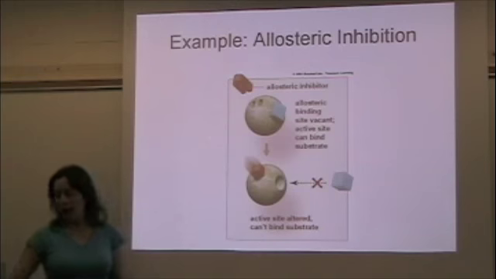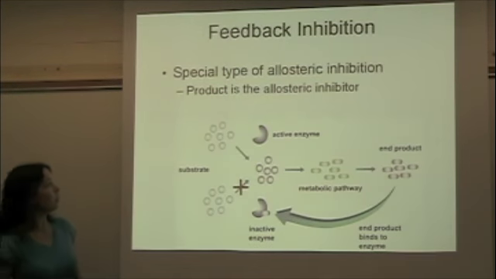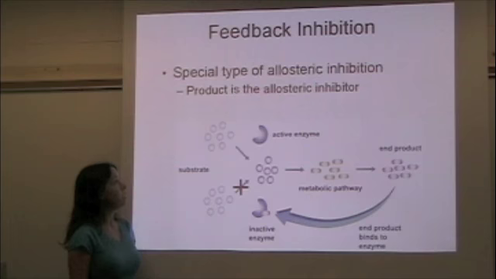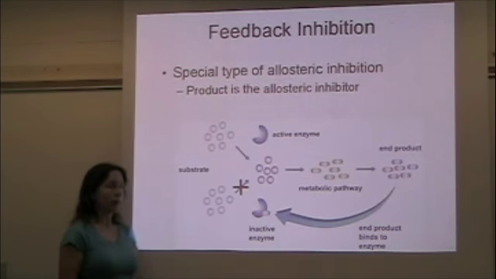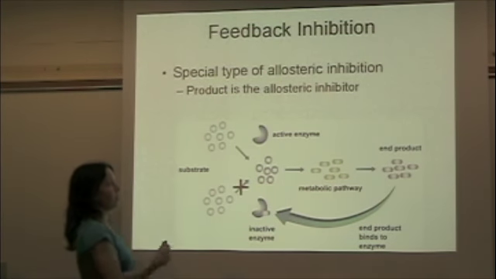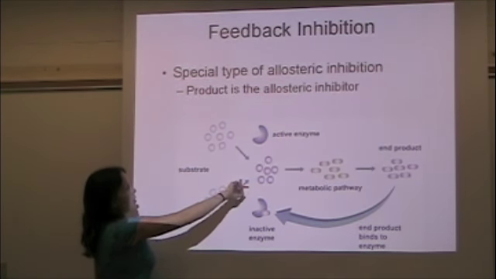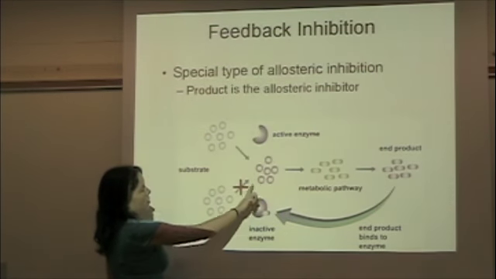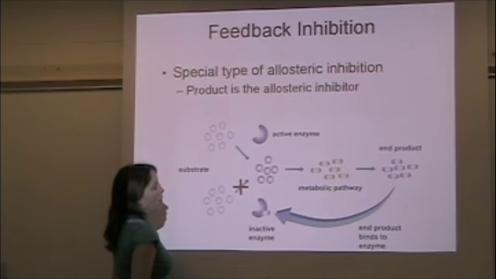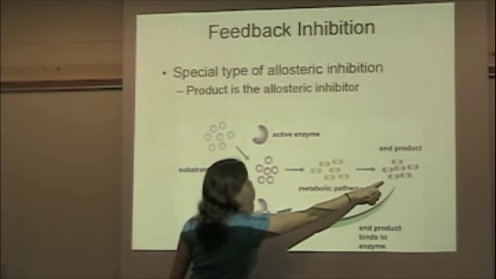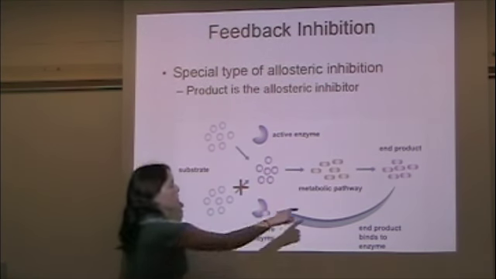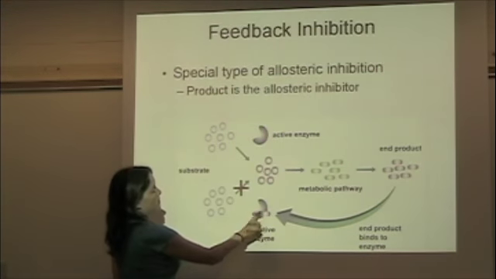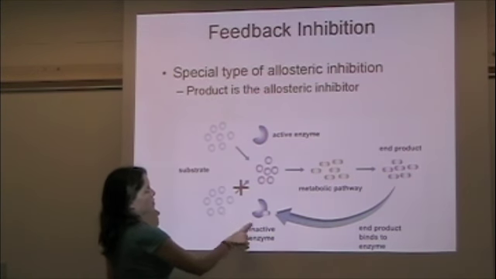There's a special type of allosteric inhibition called feedback inhibition, and in feedback inhibition, instead of another random molecule being the allosteric inhibitor, the product acts as the allosteric inhibitor. Okay, so here we have the substrate, and it's going to bind to the enzyme to create the product, and it's going to go all the way through this pathway, creating this end product. And as the end product starts to build up, the enzyme is creating end product faster than it can use it. So one of these end product molecules comes along and binds to the enzyme and turns it off.